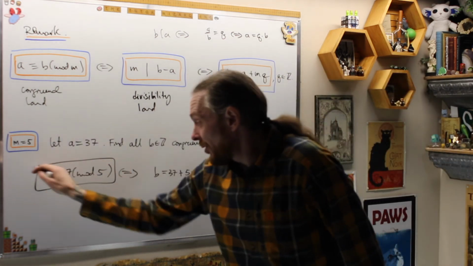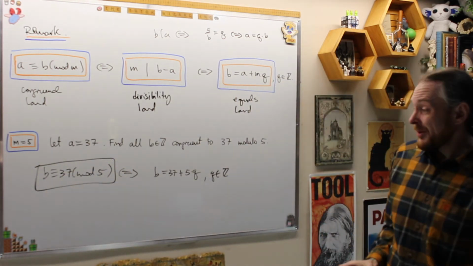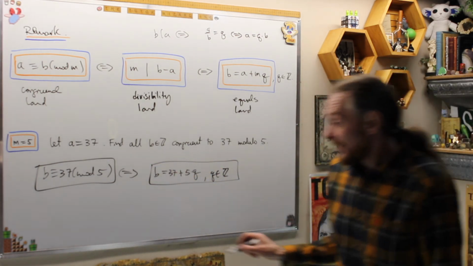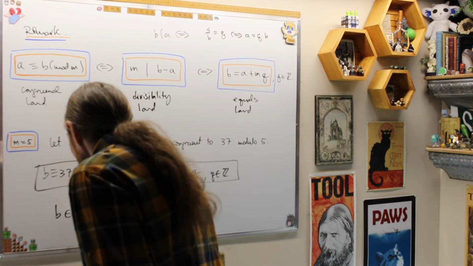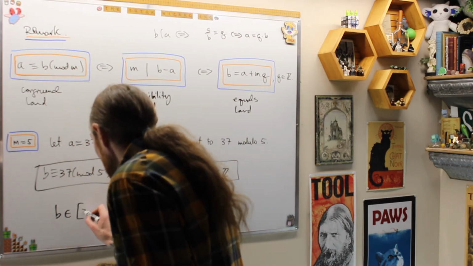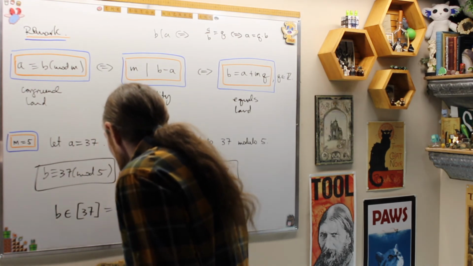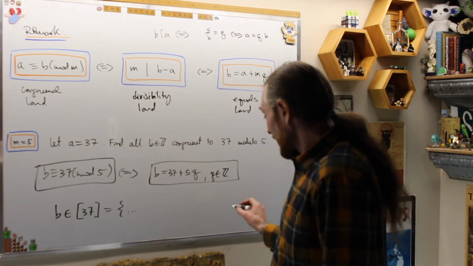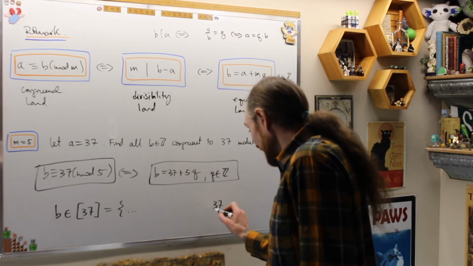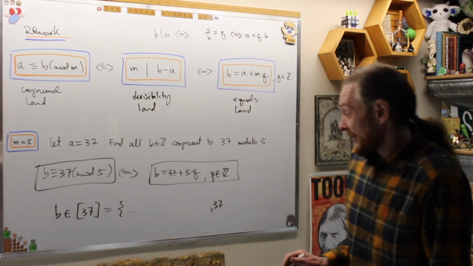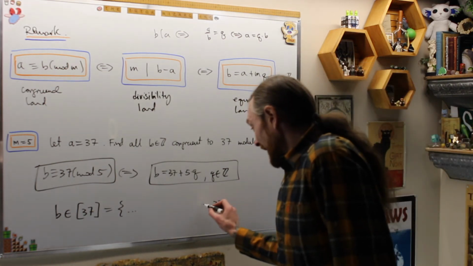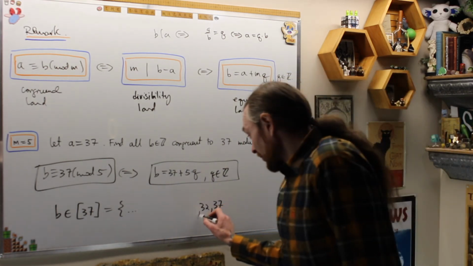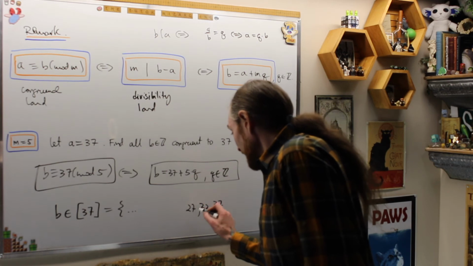Therefore, if I want to know what numbers b are congruent to 37, I have to add and subtract multiples of 5 to 37. Therefore, b, which is in the congruence class of 37, this will equal what? All the numbers, which when I add them, first of all, what am I going to get? 37 has to be in there. And then let's subtract, first of all, 37 minus 5 is going to be 32 is going to be in there. And then minus 5 is going to give me what? 27 again.